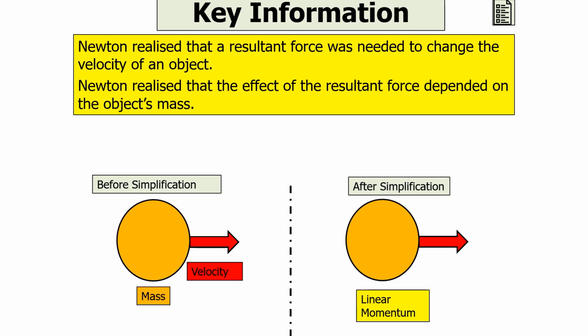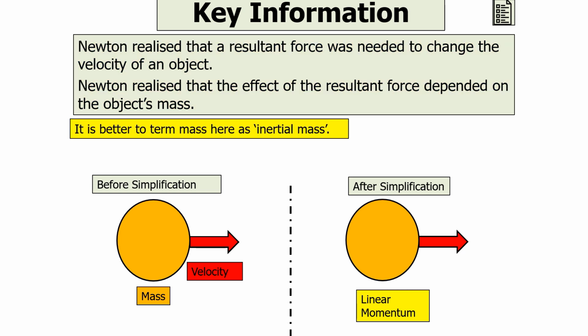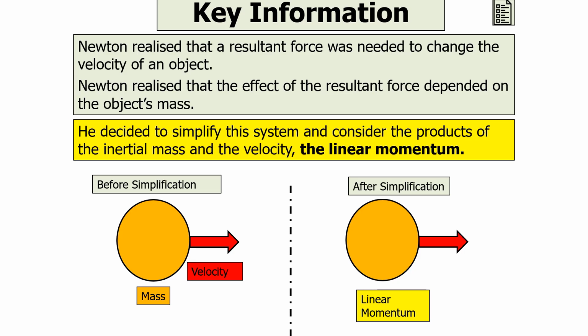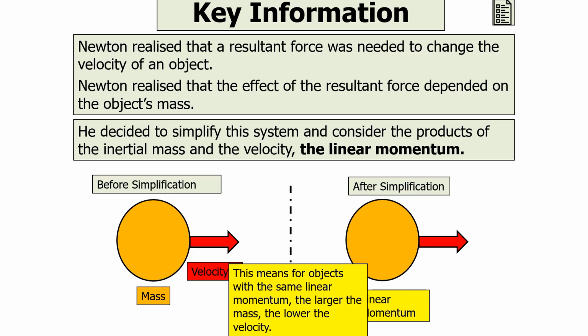Newton realised that the effect of the resultant force depended on the object's mass. It's better here to term mass as inertial mass. So what he decided to do was simplify this system and consider the product of inertial mass and velocity, which he called the linear momentum. What this means is that for objects with the same linear momentum, the larger the mass, the lower the velocity, and the smaller the mass, the higher the velocity.